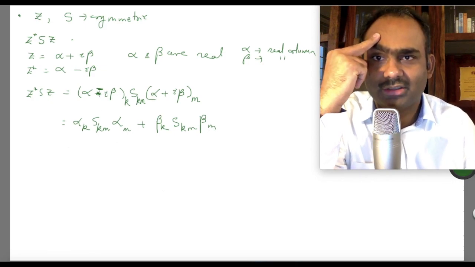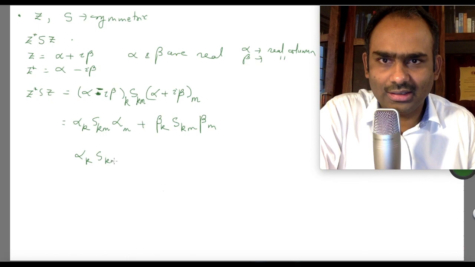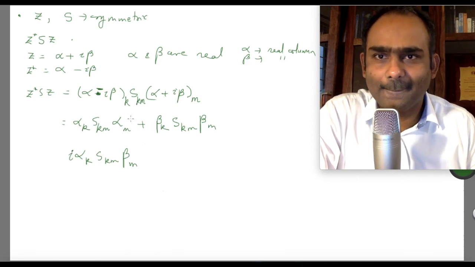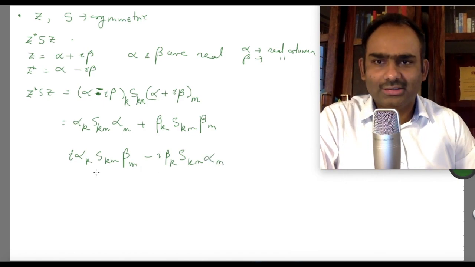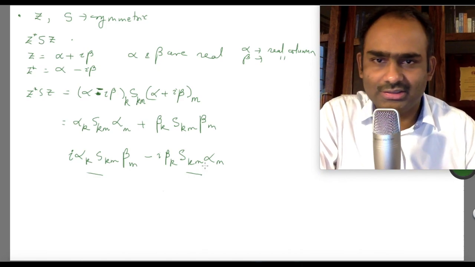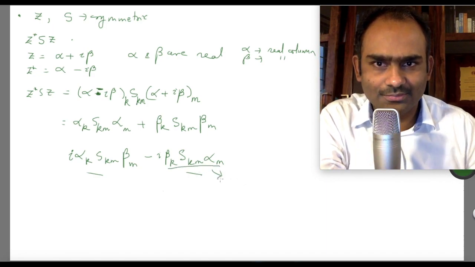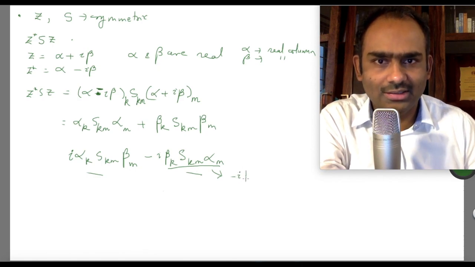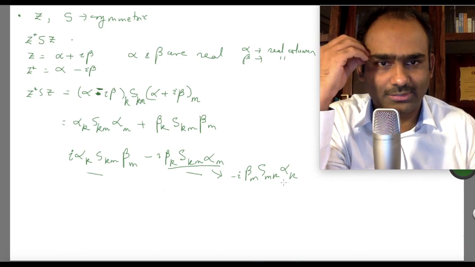Then you have the cross terms involving alphas and betas. So let's look at them. You get alpha_k S_km beta_m, and there's an I here, and this one will give you minus I beta_k S_km, and from here you get an alpha_m. Let's look at these two terms. You see, these k and m are repeated, they are dummy, so I can interchange. Instead of k, I can start writing m, and instead of m, I start writing k. So I look at this term. I keep the minus I also with me, minus I beta_m S_mk alpha_k. I've just interchanged the dummy indices, which I am allowed to.